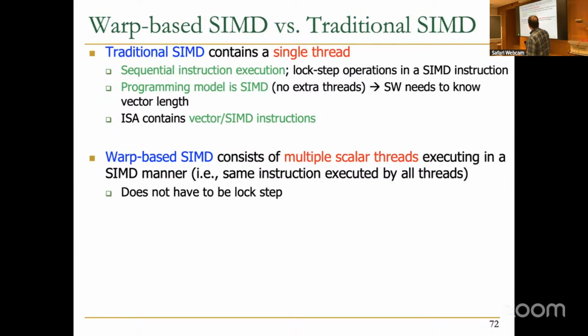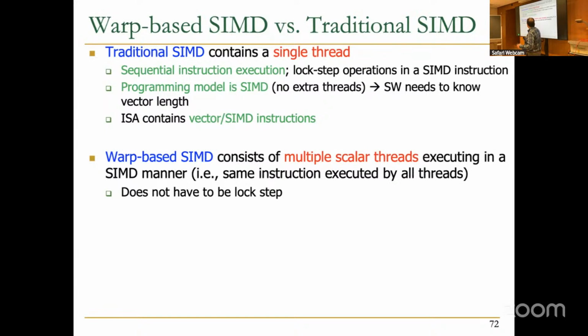And this does not have to be lockstep, meaning that threads in the same warp can actually execute independently. They don't need to execute instructions in lockstep. There might be cases where some threads access the cache and hit, so they get their data quickly. But other threads in that warp may miss in the cache and need to access off-chip memory, so they experience longer latency.